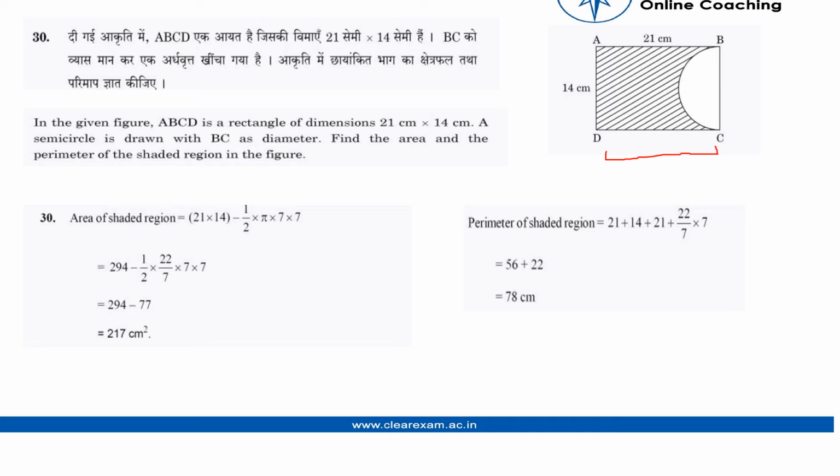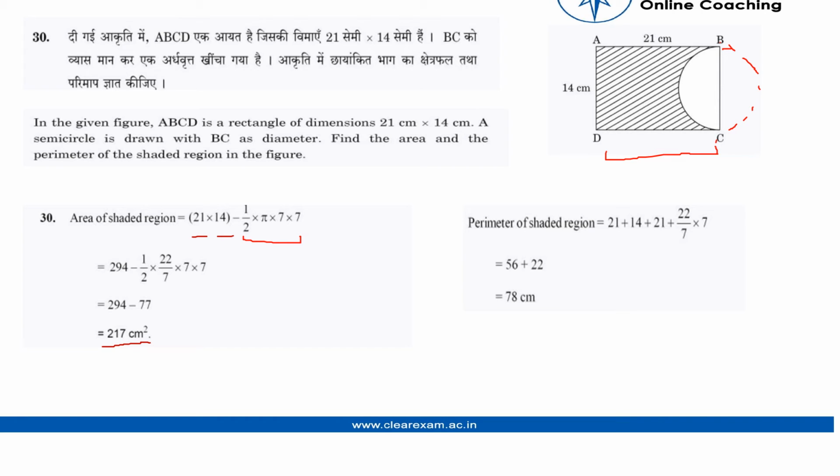And as we know, the semicircle is half of the circle, so its area will be half of its area. So area of circle is pi r square, then the area of semicircle will be pi by 2 r square. And area of rectangle we know is L into B. So L is 21 and B is 14, minus pi by 2, r is 7, into 7. So we get 217 centimeters square.